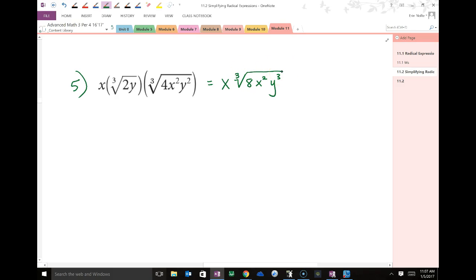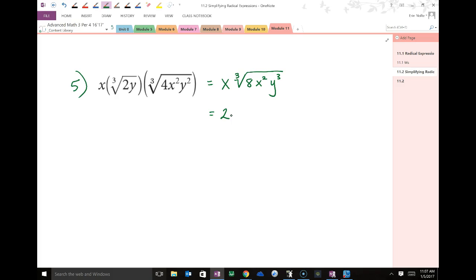Okay, now can I just stop? No. I now have to simplify this, right? So breaking down each piece inside that radical. Okay, let's start with the cube root of 8. What is the cube root of 8? 2. I'm going to write the 2 out front because we know the 2's go in front. What is the cube root of x squared? Is it breakable? No, you can't break it.